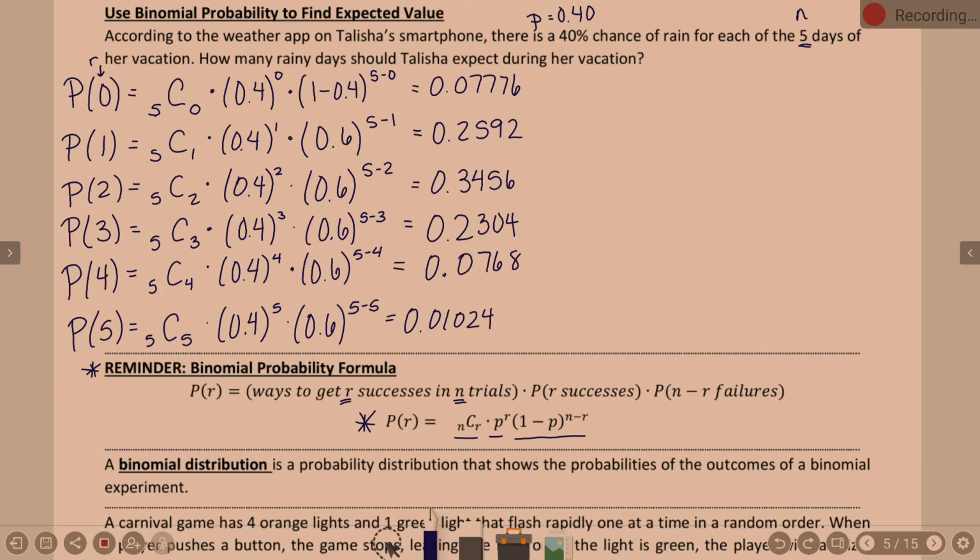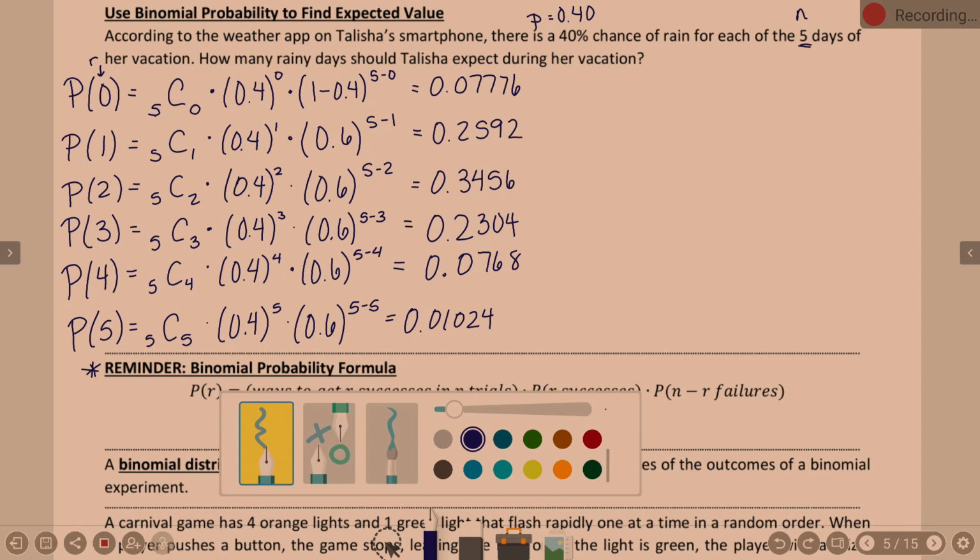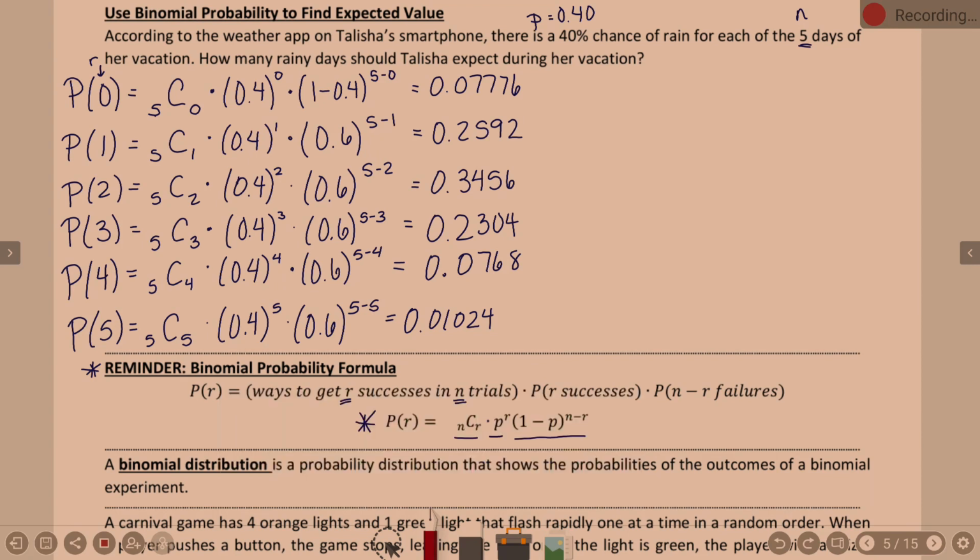Okay, guys. What we just did, we found the probability at each of those days. We found the probability at 0 days, the probability at 1 day, all the way up. We want to know how many rainy days should Talisha expect. So we are looking at expected value.